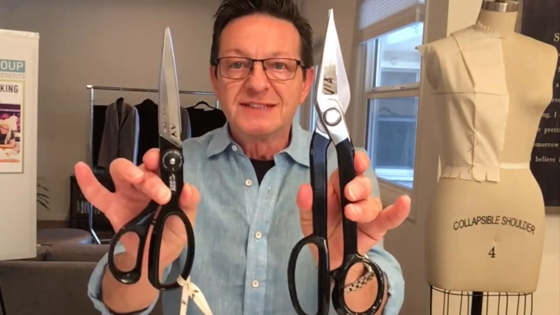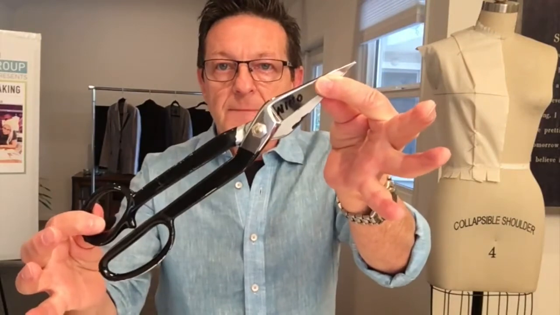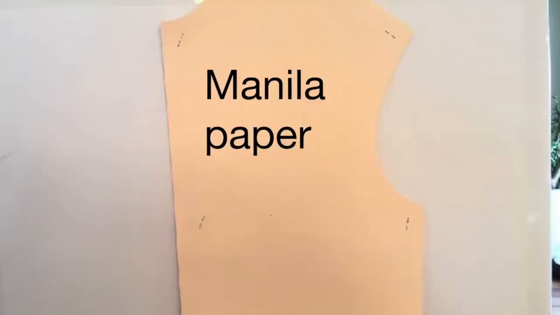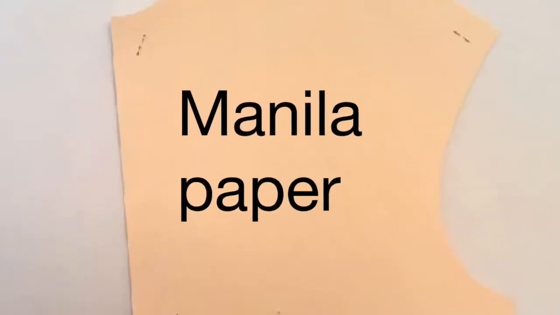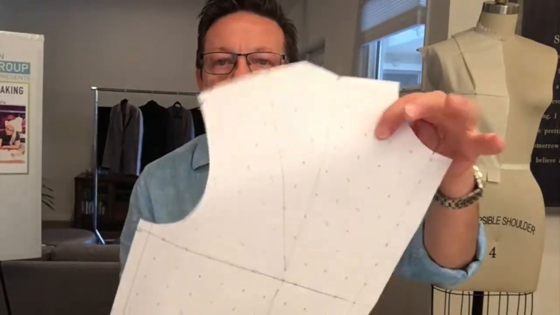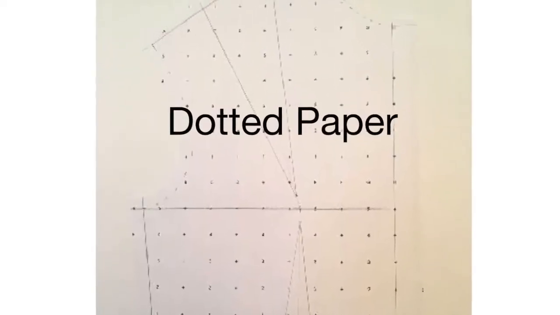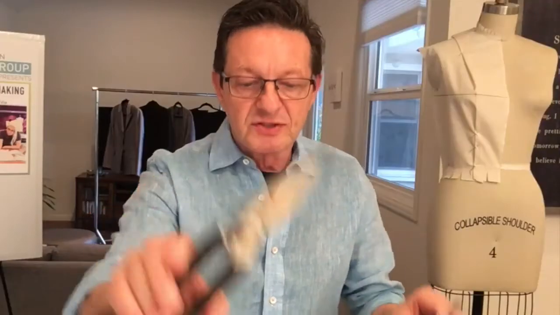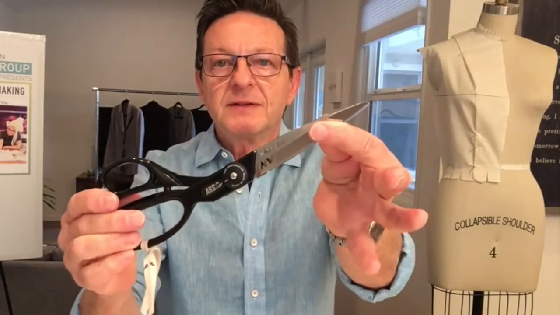So we'll start with scissors. And there's two kinds of scissors that you should get. I'm gonna be very professional about this. And if you were in the industry or looking forward to going into the industry, you will need two kinds of scissors. This one is used to cut paper. When I say paper, there's two kinds of paper. There's manila paper, which is not really cardboard, but it's sort of stock paper. And then there's also dotted paper, sort of more of a lightweight dotted paper. So if you were cutting paper, you would use these scissors. Otherwise, just a regular, normal pair of scissors for fabric.